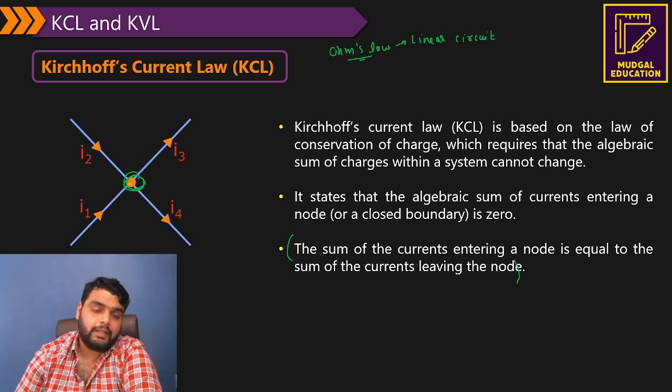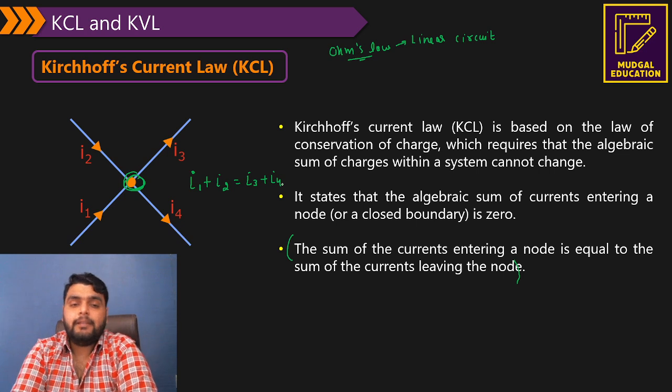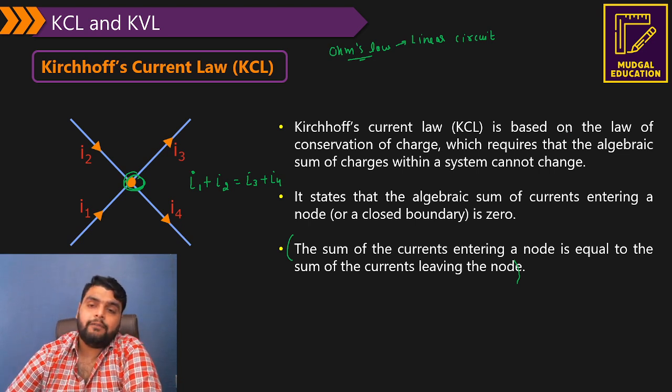For example, in this circuit here you can see I2 and I1 are entering and I3 and I4 are leaving. So can I say the sum of current entering is I1 plus I2, and the sum of current leaving is I3 plus I4. So the KCL for this particular junction is I1 plus I2 is equal to I3 plus I4. Now one more point about KCL, that it follows the law of conservation of charge, which is a universal law. So that is very important.